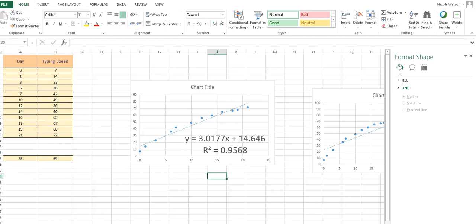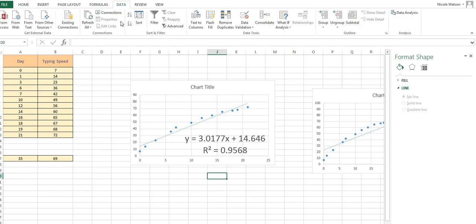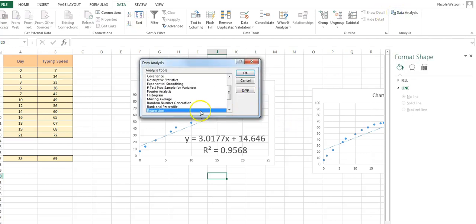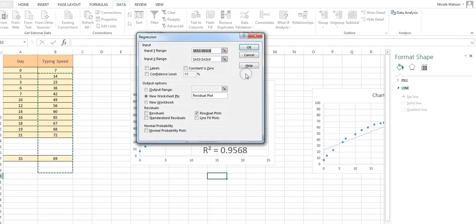Okay, number 9 says find the coefficient of determination r squared, where we're going to actually go to data. And you will need to know this for your test, so that's why I'm showing this to you right now. So you're going to go to data and you're going to click on data analysis. Remember that data analysis tool pack? And you're going to go down to regression. You can kind of move this up and down. You're going to click on regression, you're going to press OK.